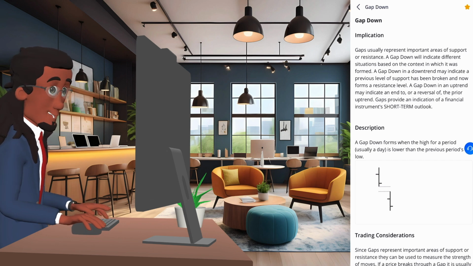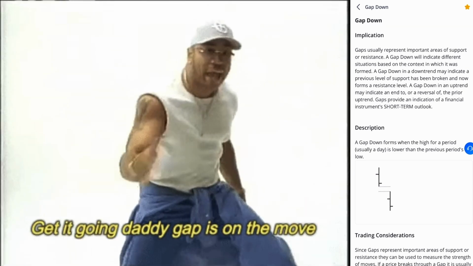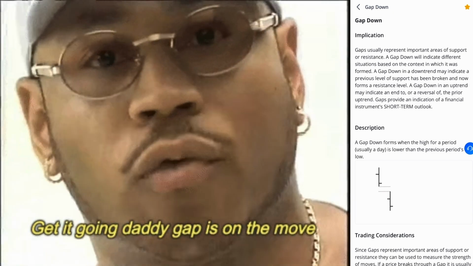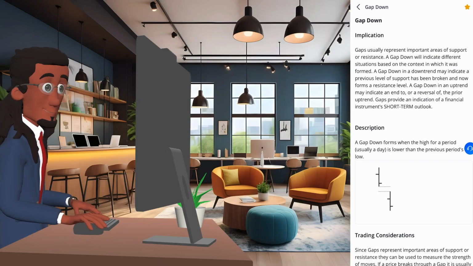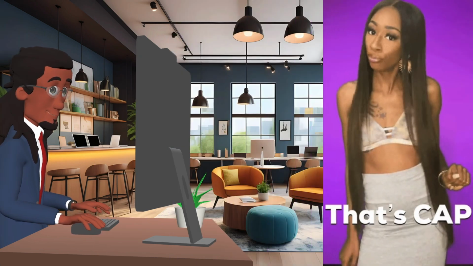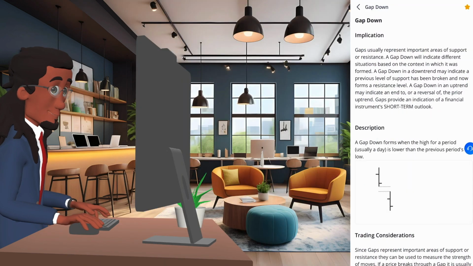All right, so let's talk about when a stock gaps down. Gaps usually represent important areas of support or resistance. A gap down will indicate different situations based on the context in which it was formed. A gap down in a downtrend may indicate a previous level of support has been broken and now forms a resistance level. A gap down in an uptrend may indicate an end to or a reversal of the prior uptrend.